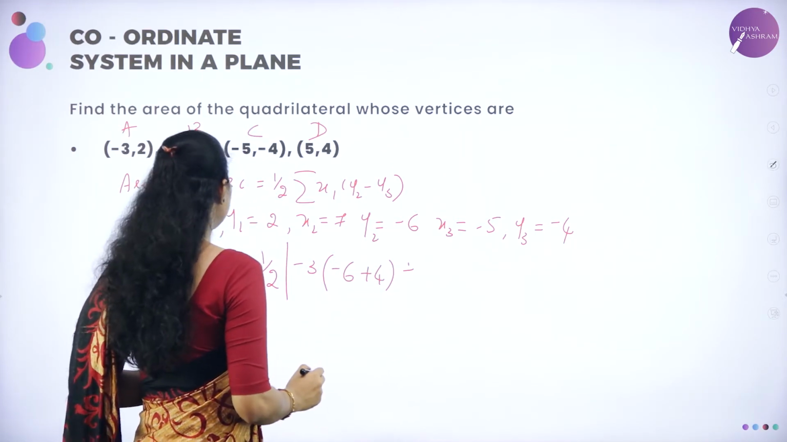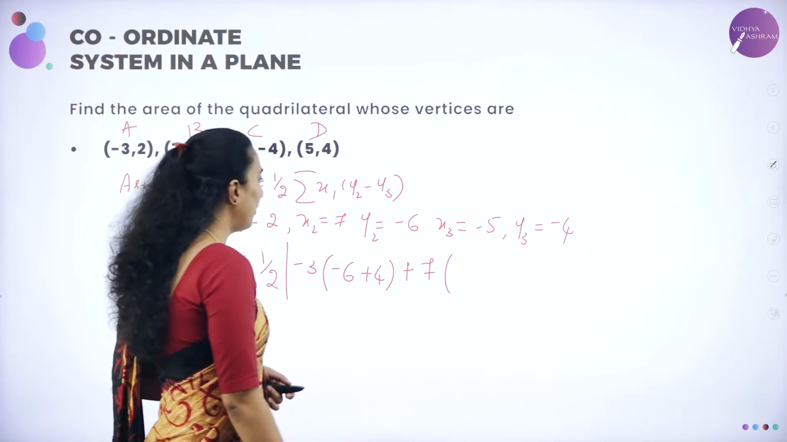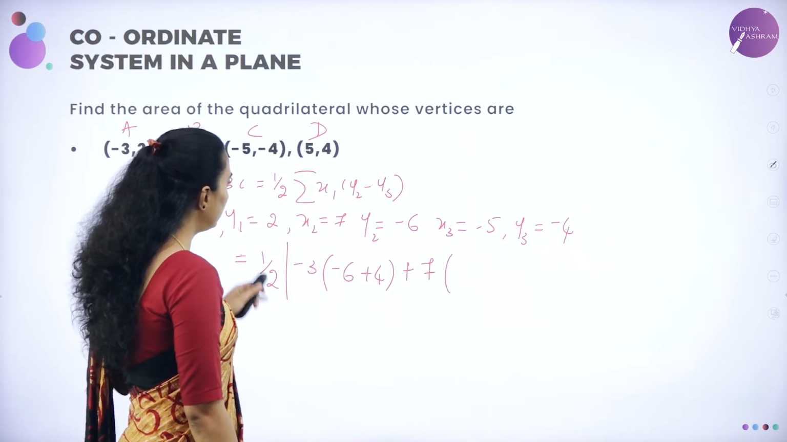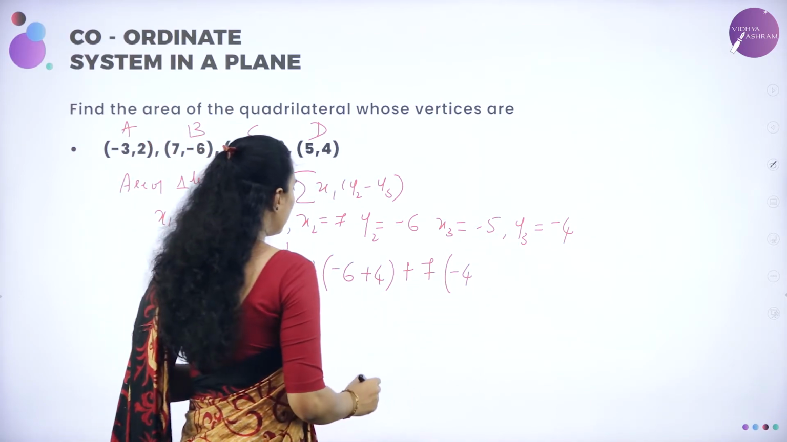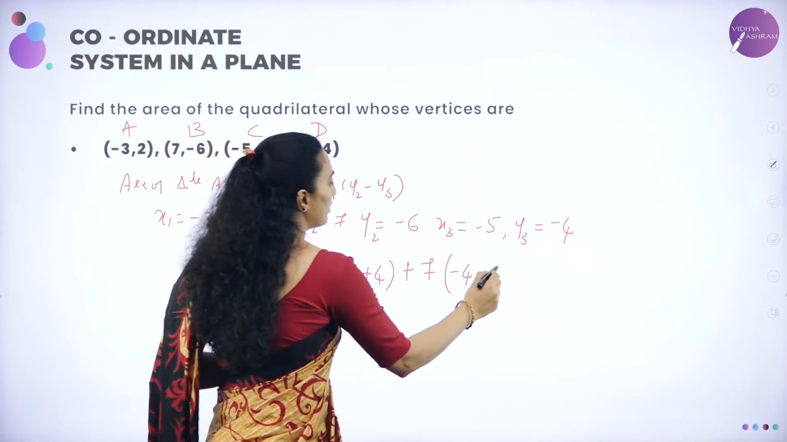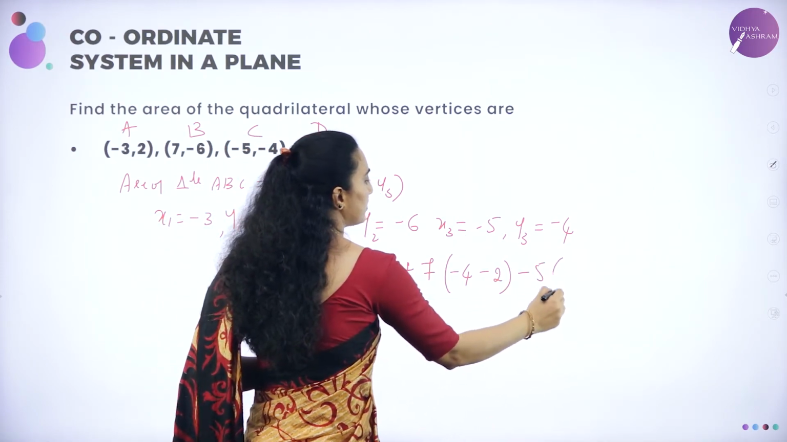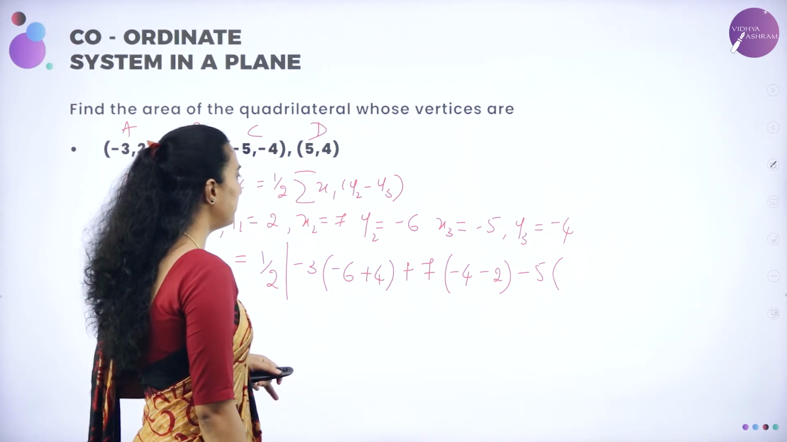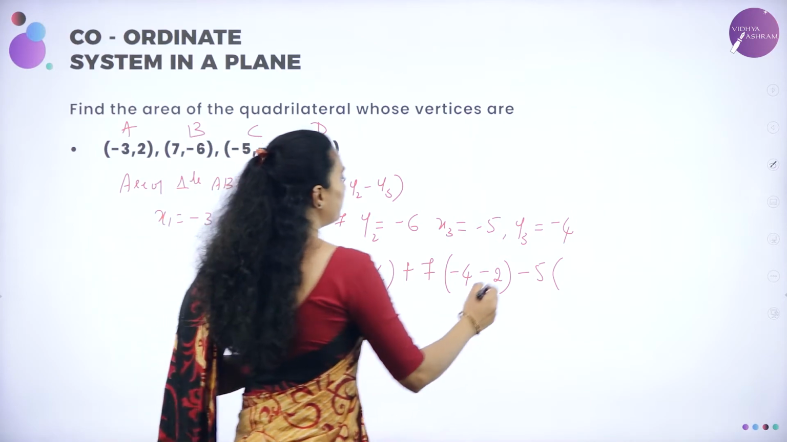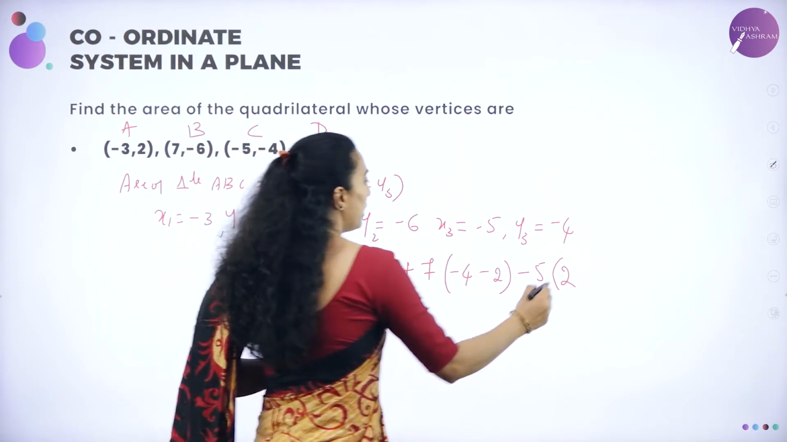Plus, you are going to have x2. x2 value is 7 into y3 minus y1. What is y3? Minus 4 minus y1. y1 value is 2, minus 2. x3 value is minus 5, plus into minus is minus, into y1 minus y2. What is y1 minus y2? y1 is 2, minus y2 is minus of minus 6, which will become plus 6.